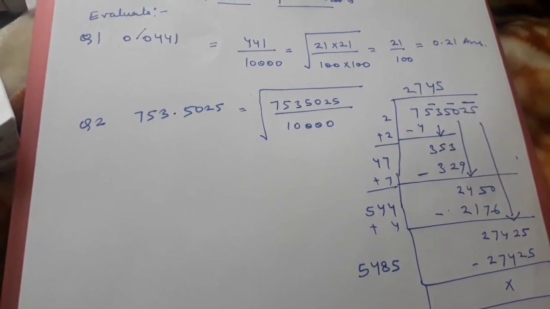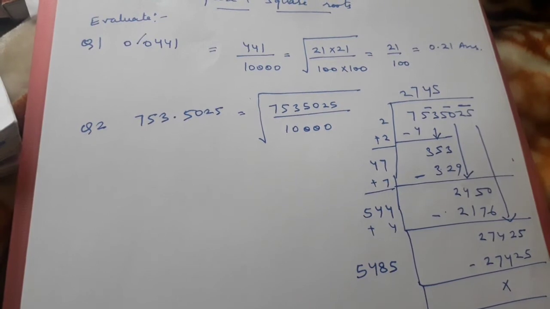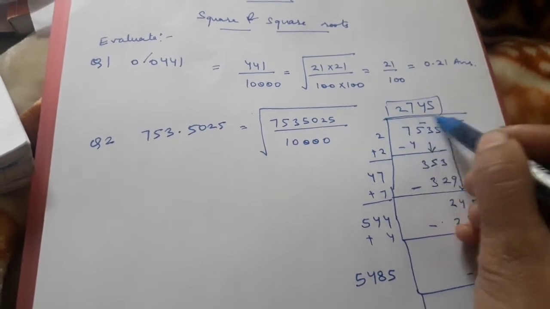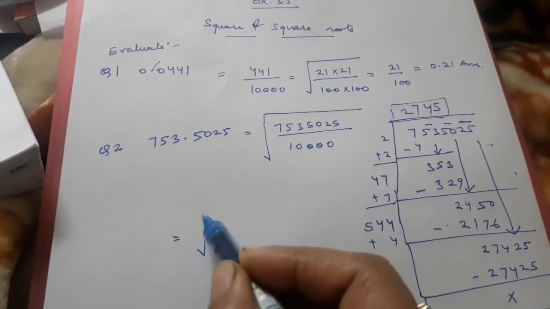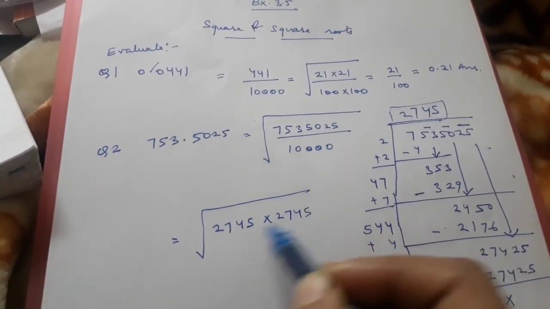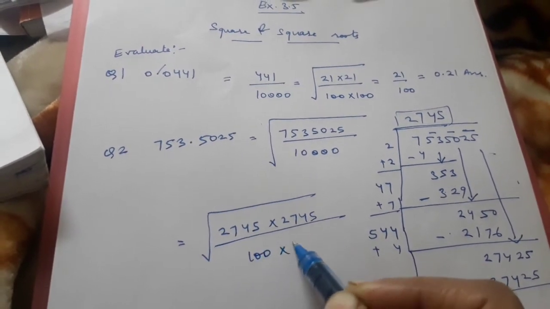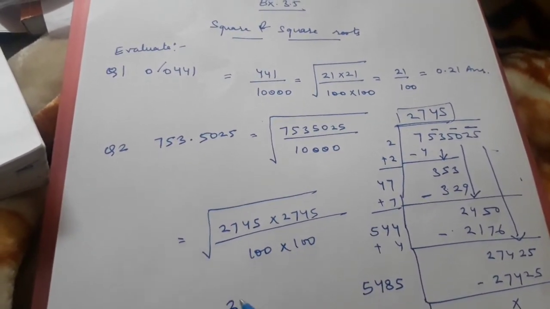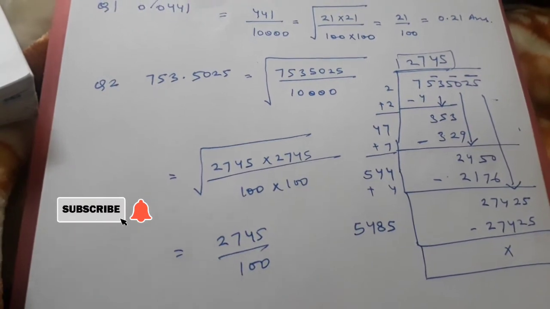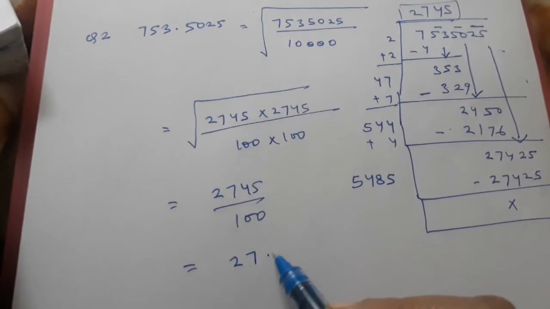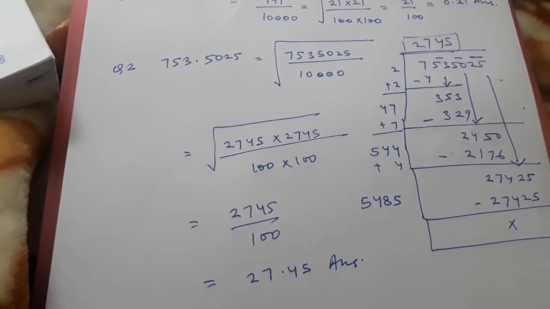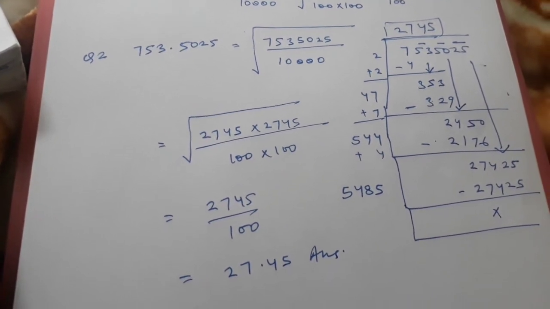So the square root of 75,35,025 is 2,745. This number is the square root of this number. So we can write it as 2,745 into 2,745 by 100 into 100. Now the answer would be 2,745 by 100. Change it into decimal form. It will come as 27.45, which is our answer of question number 2, exercise 3.5. So have a whole glance.